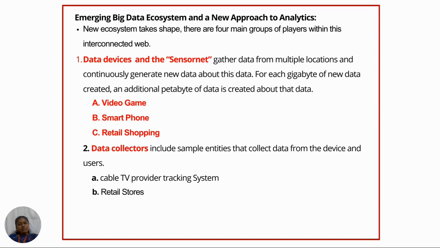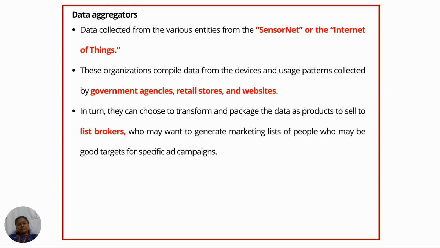Even cable TV providers are tracking the system so that their TRP rate will be increased. Then there are data aggregators. These data aggregators are used for collecting data from sensor nets or any other IoT devices. Nowadays, government agencies, retail stores, and websites are compiling and collecting data according to usage patterns.